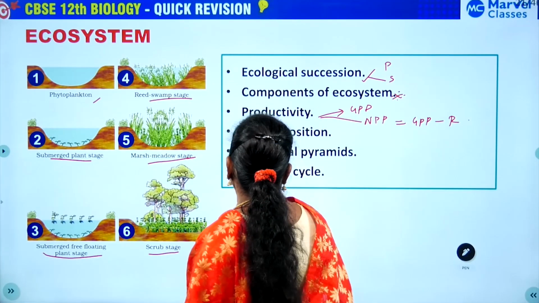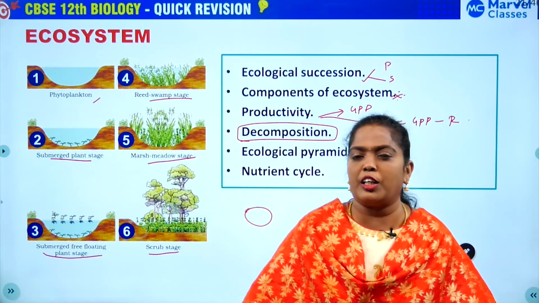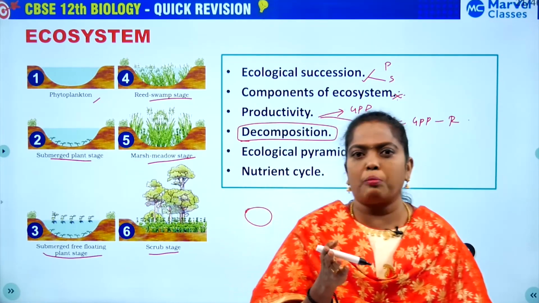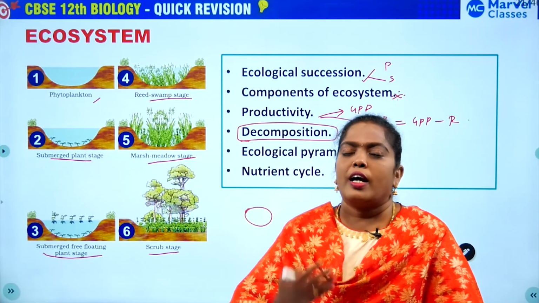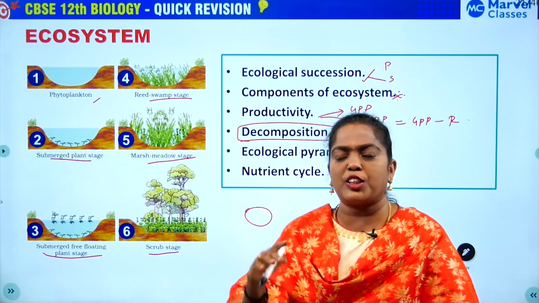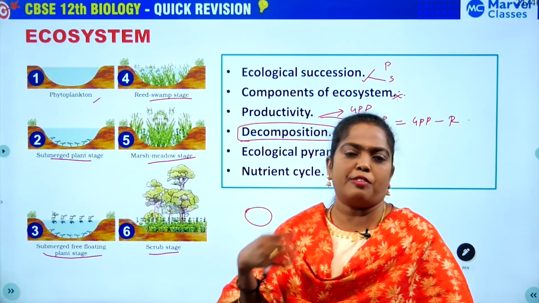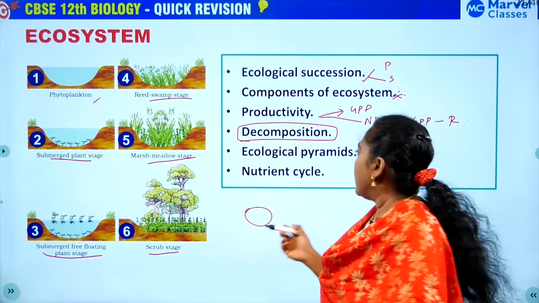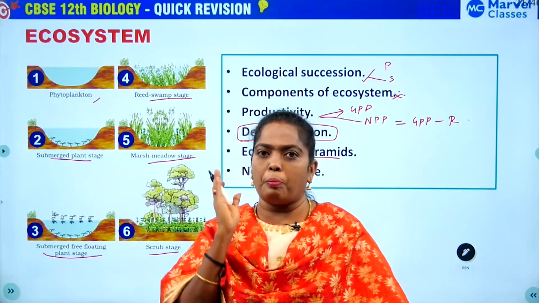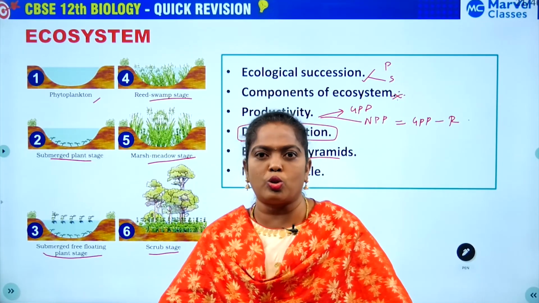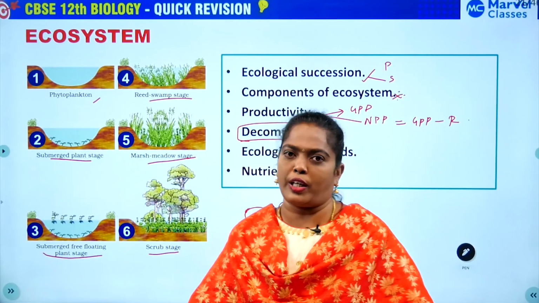And then decomposition, another important question. So what are the steps in the decomposition? The first step is fragmentation, okay, fragmentation, then leaching, and then catabolism, humification, mineralization. Just put the side headings and then explain each and everything. Definitely you will get full marks. Then ecological pyramids, here you have to talk about the pyramids, okay, the upright pyramids and the inverted pyramids also. You should remember that the energy pyramid is always upright, okay.